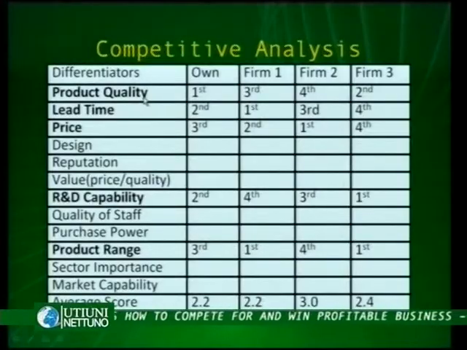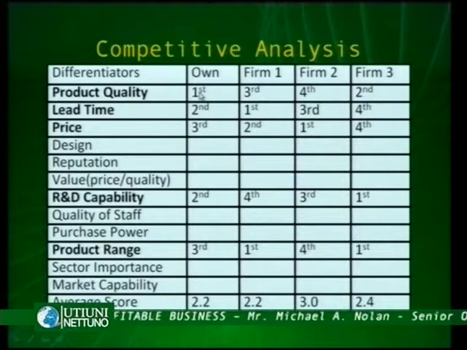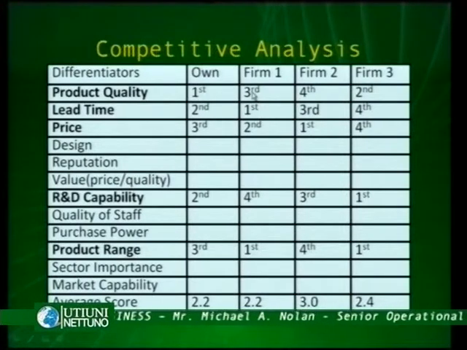In terms of product quality here, the second line down. What we're saying here is your company is first, firm 1 is third, firm 2 is fourth, and firm 3 is second. So you're the best in terms of quality, in terms of your view of it. Lead time. You're saying, well, we're not quite as good as the best, but we're better than average. So we're second. Firm 1 is best, and then the others will follow that. So that's pretty good. That's not bad at all.